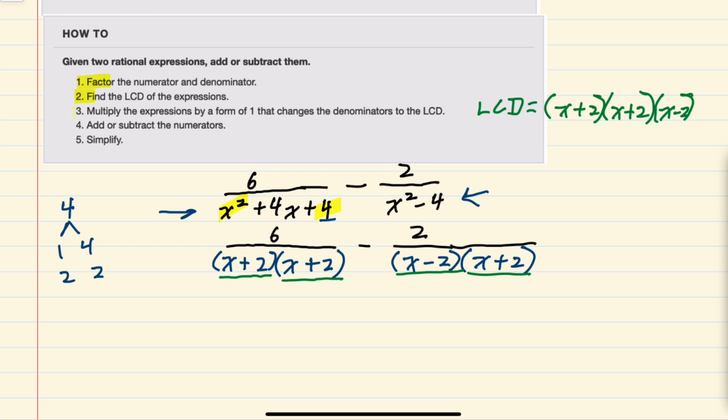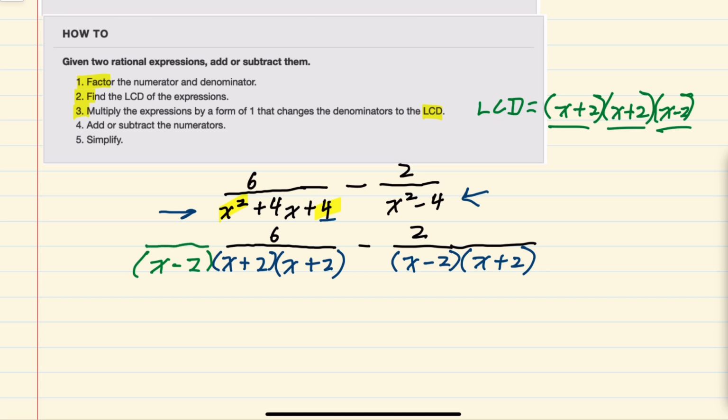We can move now to step 3, which says to multiply the expressions by a form of 1 that changes the denominators to the lowest common denominator. I can see that the fraction on the left has an x plus 2 and a second x plus 2. From the lowest common denominator, it's missing an x minus 2 in order to have all three factors. But to multiply the bottom by x minus 2, I must also multiply the top by x minus 2. This x minus 2 over x minus 2 is that form of 1 that I can multiply by.